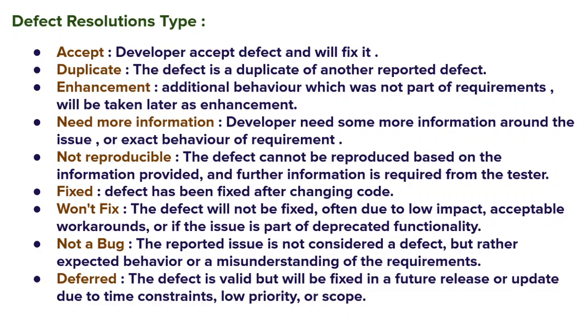So these are the different types of bug resolution type, and usually the bug resolution types are added by the development team or the developers once they analyze the issue which is reported by the QA team, and they can mark any one of these resolution types on that bug.